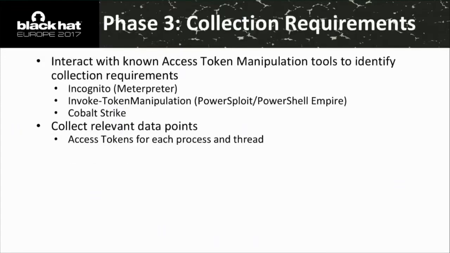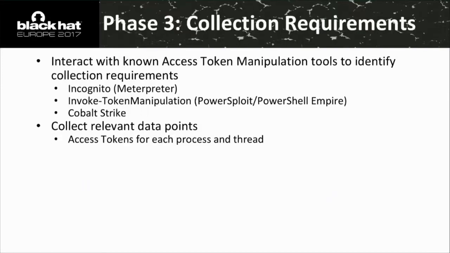All right, so for our collection requirements at this point, we want to start determining what type of information we need to collect in order to determine that this activity has happened in our environment. There are a few open source tools that perform access token manipulation. One is Incognito, the old standard, which is built into Meterpreter. Invoke-TokenManipulation is a PowerShell implementation that's built into PowerSploit or PowerShell Empire. And Cobalt Strike is an example of a paid product that has token manipulation capabilities.